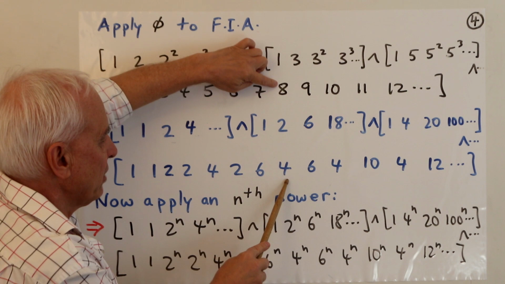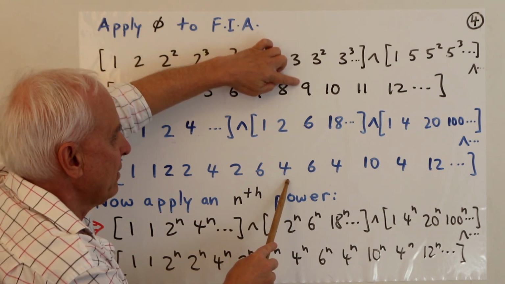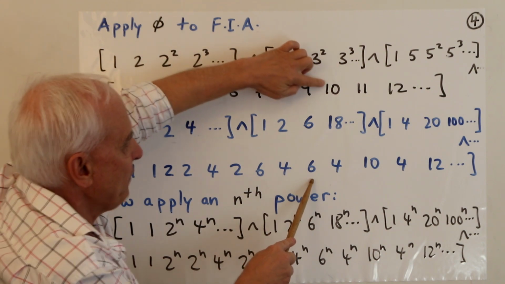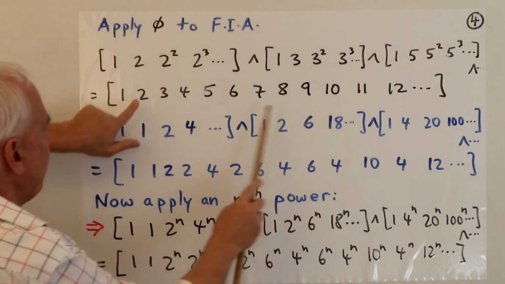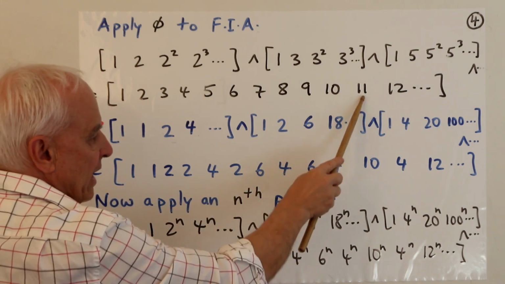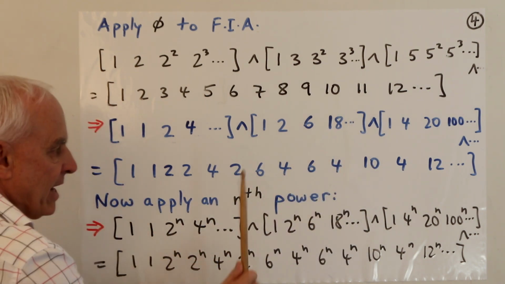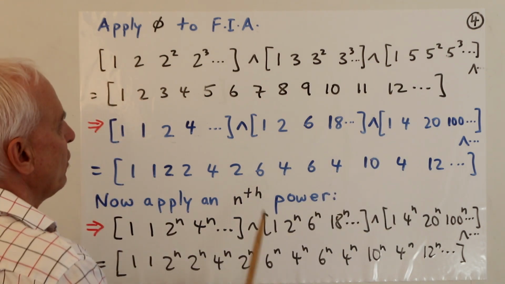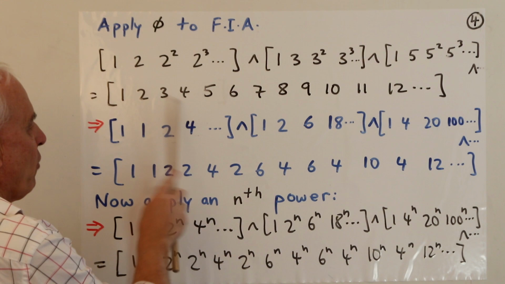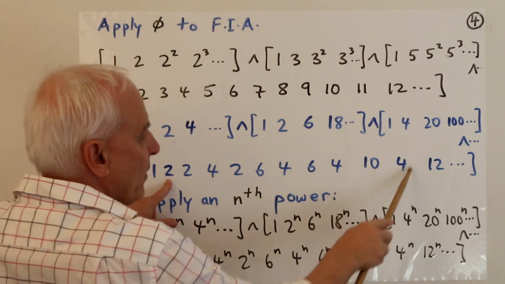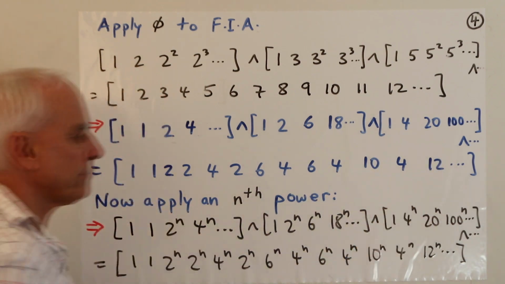Phi of 8 we've already talked about, that's 4. Phi of 9, okay, that's same as 3 squared, we know that's 6. Phi of 10, that's the product of phi of 2 and phi of 5, so 1 times 4, so that's 4. 11 is a prime, so phi of it is 10. And phi of 12, that's the product of phi of 3 and phi of 4. 3 and 4 are relatively prime. So the product here is 2 times 2, we get 4. 13 would be 12, and so on.